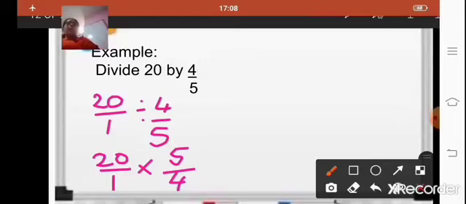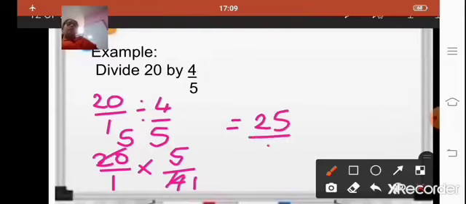Correct? Now 4 and 20. Here 20 is divisible by 4. So 4 ones are 4, 4 fives are 20. Now when you write the answer, your answer will be 5 fives are 25 upon 1. That means your final answer is 25. So only two things you have to keep in mind. The first thing is you have to change the division sign into multiplication sign. And the second thing is when you multiply, you have to multiply it by the reciprocal of the fraction.